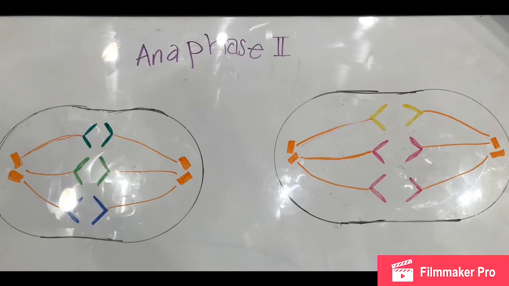Now on to anaphase 2. In anaphase 2, the centromeres divide, and the chromosomes are then separated and become haploids. Haploids are what happens when the chromosomes are no longer in pairs and are now one singular chromatid.